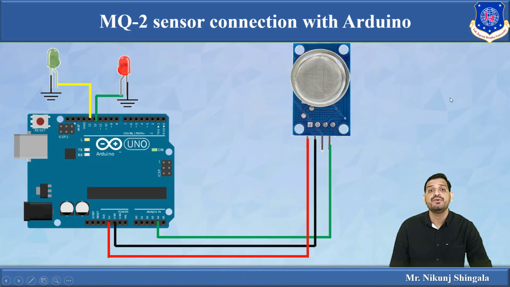Now this is the MQ2 gas sensor connection with the Arduino board. Here I have used two LEDs, green and red. The green LED is on under normal condition, when nothing has been detected. But if something is detected, the red LED will be turned on. The red and black color lines are for power supply and ground, and this green color line is connected with the analog pin. In the actual hardware implementation, I have used the analog pin. So this is the connection of the MQ2 gas sensor with the Arduino board.